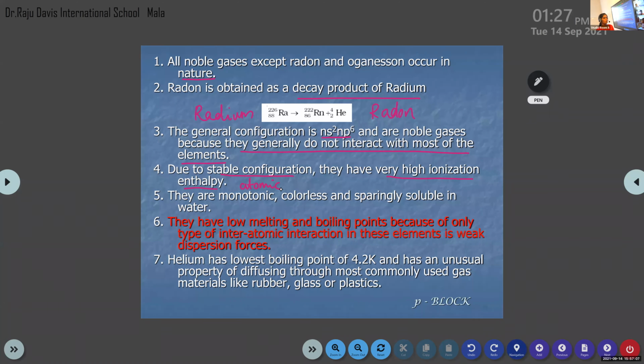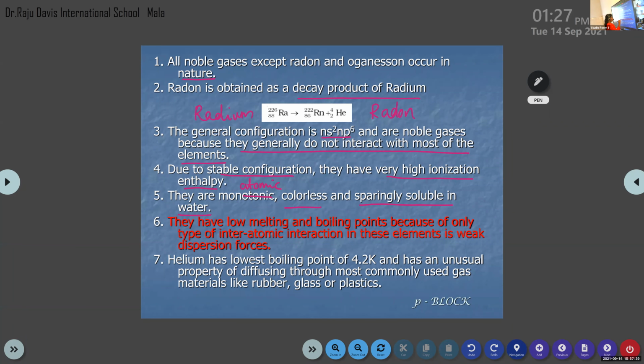But in the case of noble gases, they are already stable, so they can exist as monoatomic molecules. Monoatomic means only one atom is present. Then they are colorless and sparingly soluble in water. They are tasteless too, with no characteristic taste, colorless, and sparingly soluble in water.